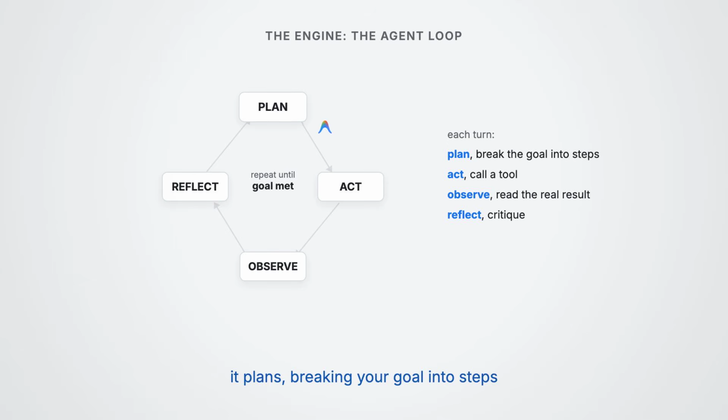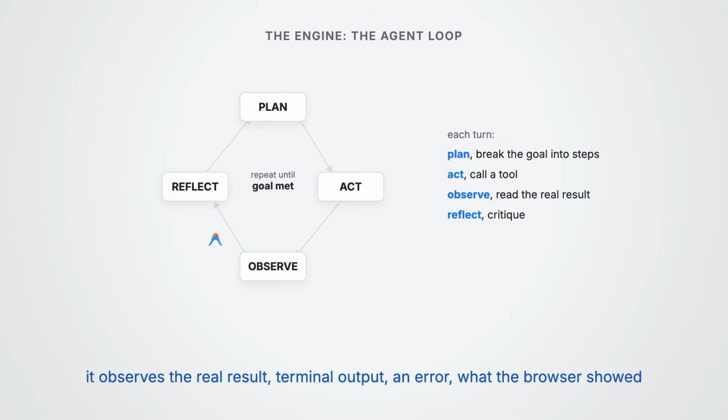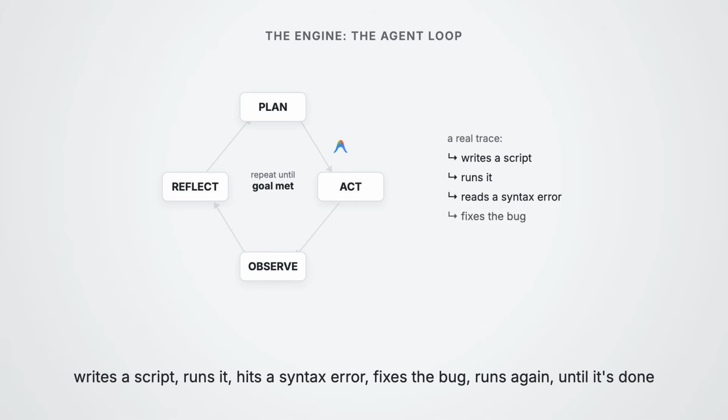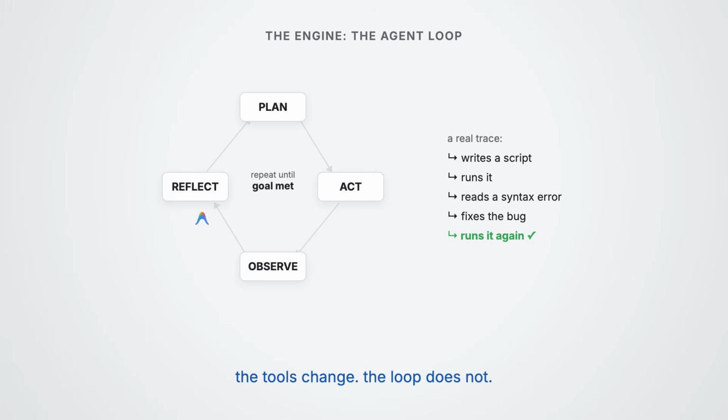The agent plans, breaking your goal into steps. It acts by using a tool. It observes the real result, the terminal output, an error, what the browser actually showed. Then it reflects, critiquing its own result and loops. It writes a script, runs it, reads a syntax error, fixes the bug, and runs it again until the task is done. The tools change. The loop does not.